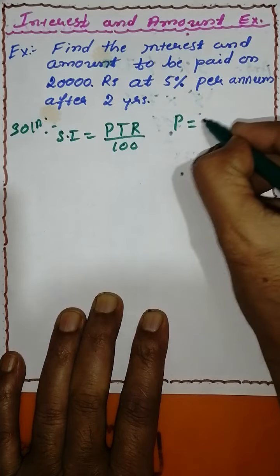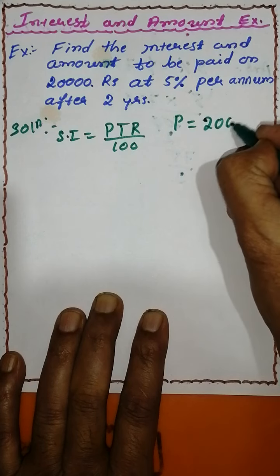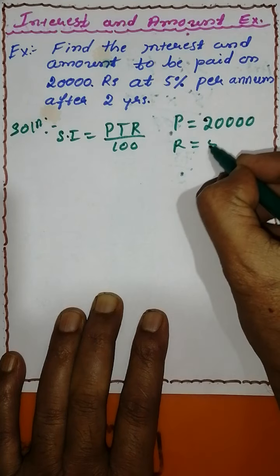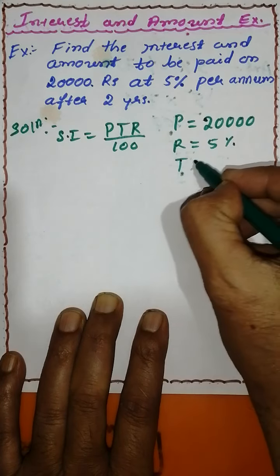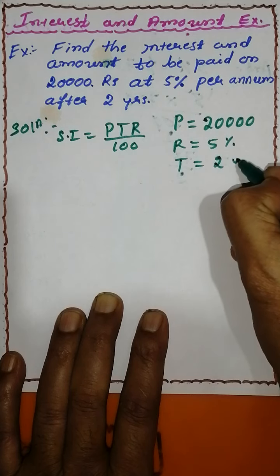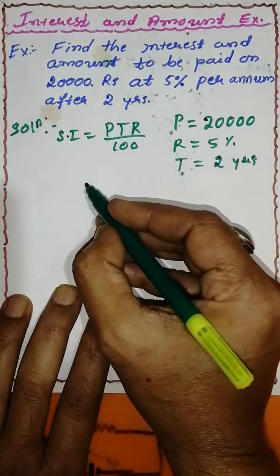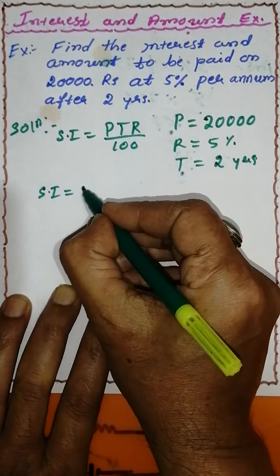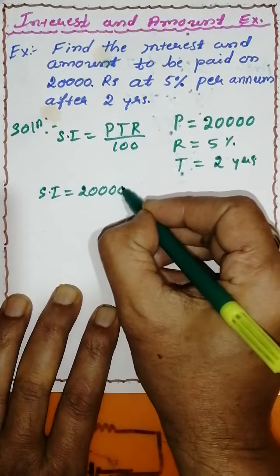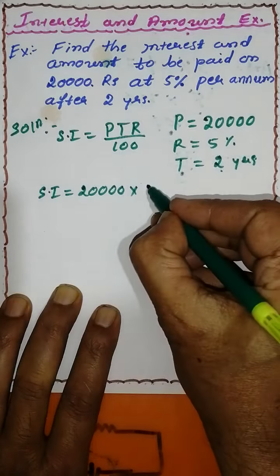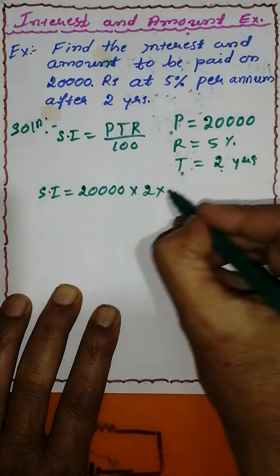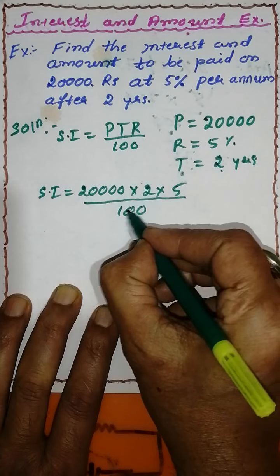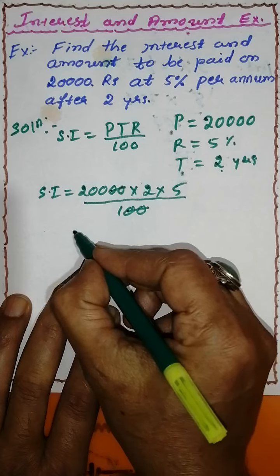Here P is given: 20,000, the principal amount 20,000, and rate of interest R is 5%, time given 2 years. Therefore interest equals P, which is 20,000, into time 2 years, into rate of interest 5, divided by 100. 20 gets cancelled.